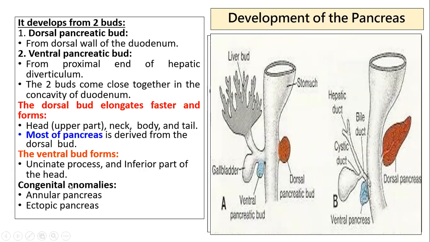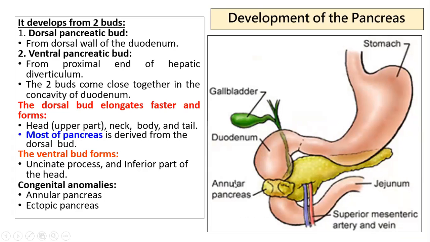Now coming to the congenital anomalies of the pancreas. What are the congenital anomalies? One is called the annular pancreas. As you can see here, during its rotation, if it doesn't rotate properly, it will cover the whole of the duodenum and narrow it. The pancreas has totally covered the duodenum, and the duodenum has become very narrow. So this is called the annular pancreas. Annular means around, so it forms a ring around the duodenum.